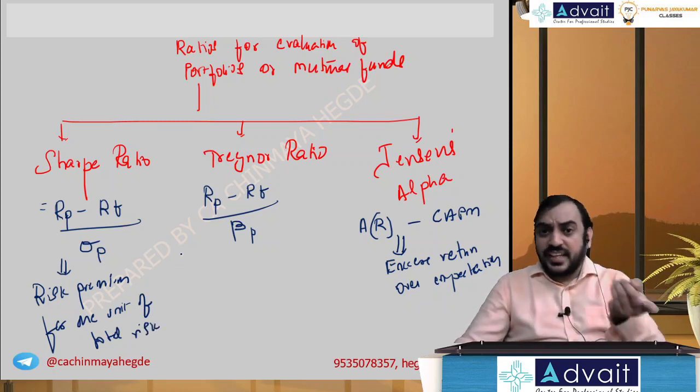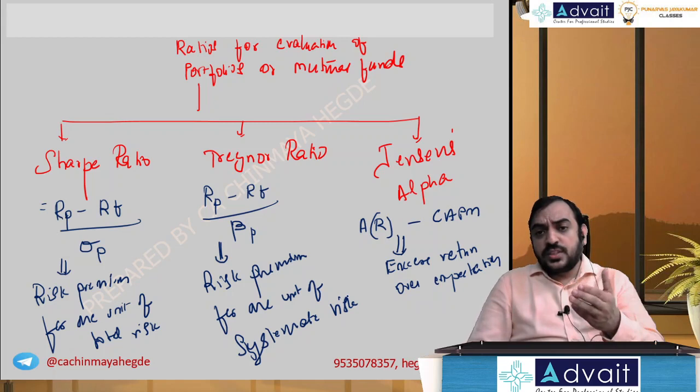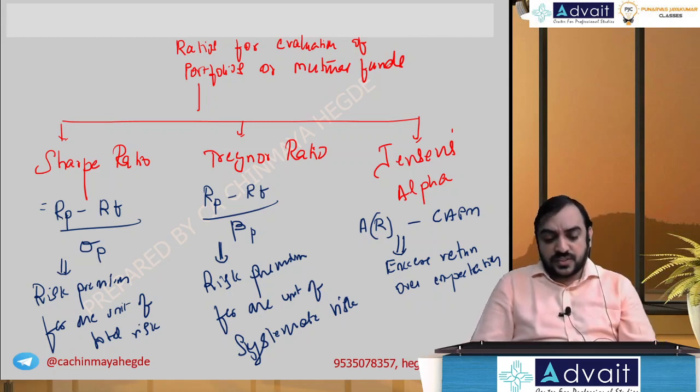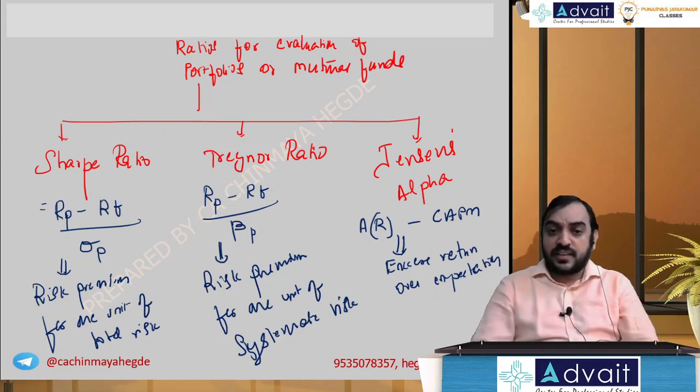What does the Treynor ratio do? It also does the same thing, but the denominator is not total risk, not standard deviation; the denominator is beta. So it is risk premium for 1 unit of systematic risk. One uses risk premium for 1 unit of total risk, the other for 1 unit of systematic risk. And for all the ratios, higher is better. So if they ask you to rank, of course separate ratios separately, whichever security or mutual fund has the highest ratio will get the first rank. All the ratios, higher the better.